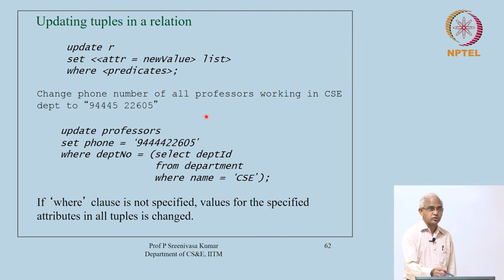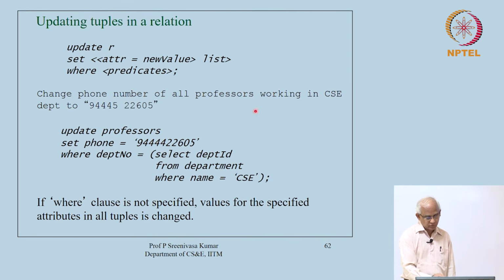Now, let us come to the actual updates. We have been talking about updates. So, what is the construct for doing an update? Update relation, then the keyword set, and then the attribute and the new value. We can give a list of attribute-value pairs with an equality in between. Again, we can give a predicate here saying that for all those rows that satisfy this particular condition, you update the value to this new value.